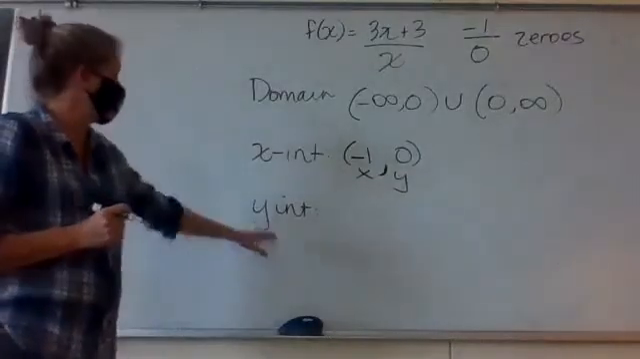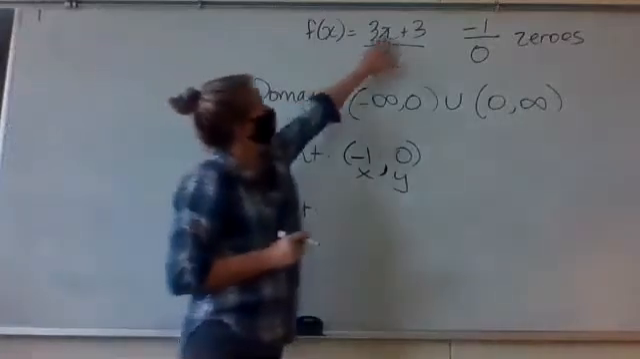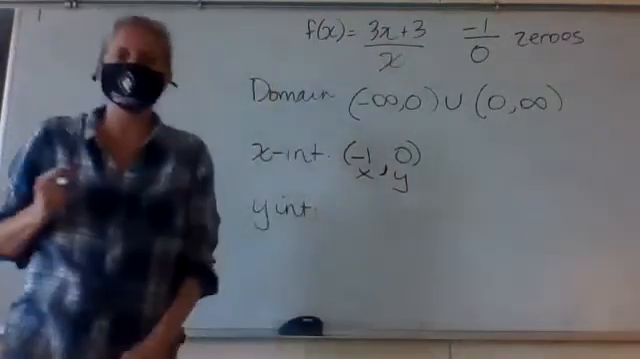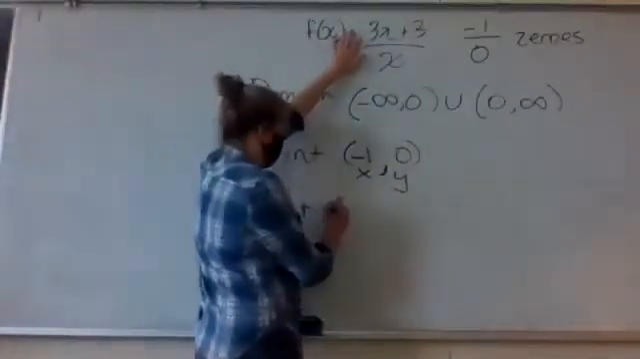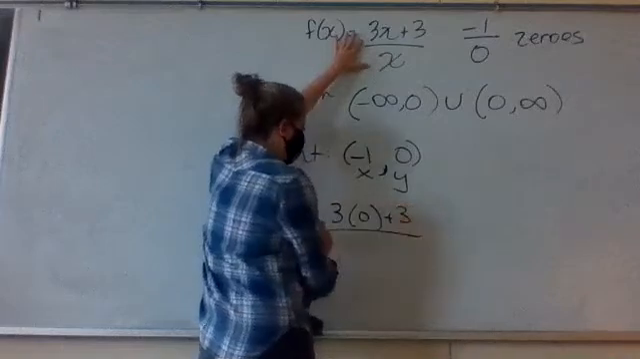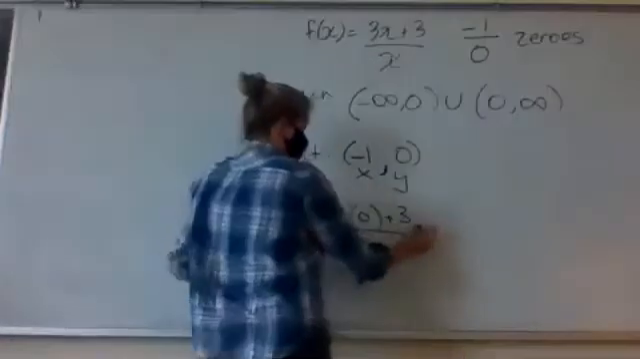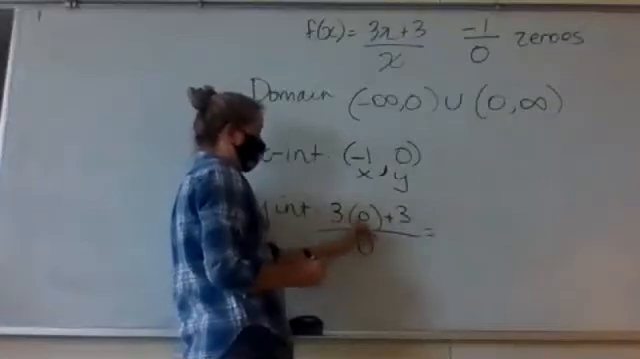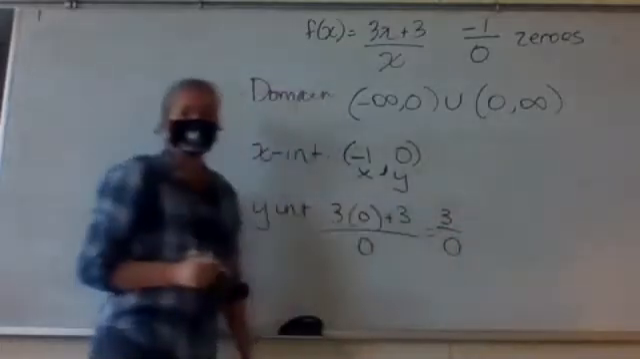What about your y-intercept? How do you find that? You find that by replacing the x's in your function with zeros and seeing what you have left. So if I replace the x's with zeros, I'll have 3 times 0 plus 3 over 0. Look what happens to my denominator. Look at the top. 3 times 0 is nothing. Nothing plus 3 is 3. But my denominator is 0.